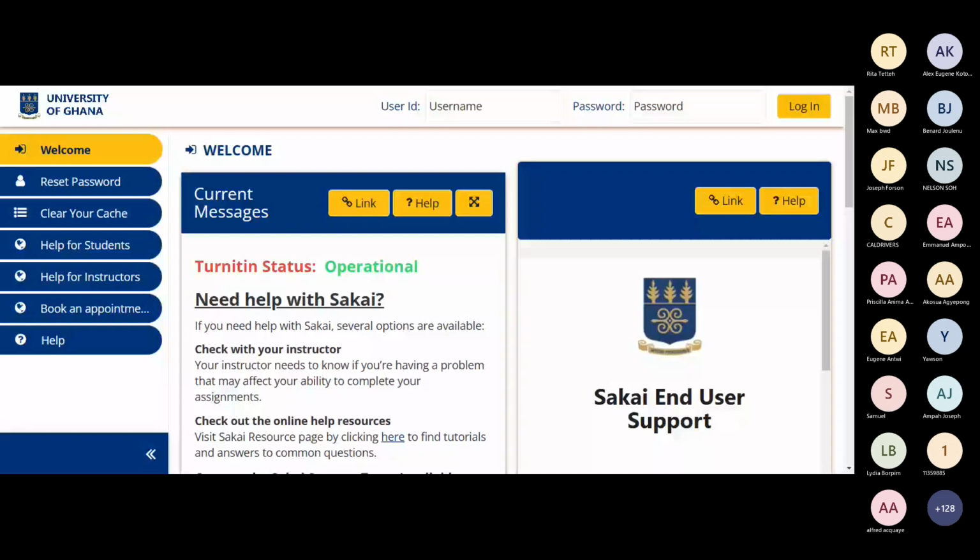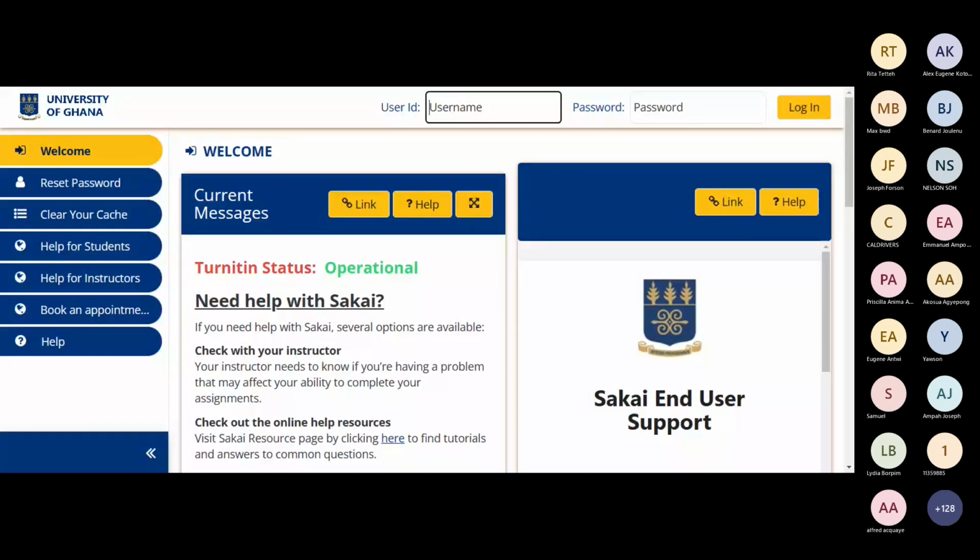If you can see my screen, now this is Sakai. When you see this, then you will key in your student ID that was given to you on your admission letter. Mine is a staff ID, so I've keyed that in. Then you were given a PIN. I have a password, so I would type that in. And then when I enter, it takes me straight to the Sakai main page.